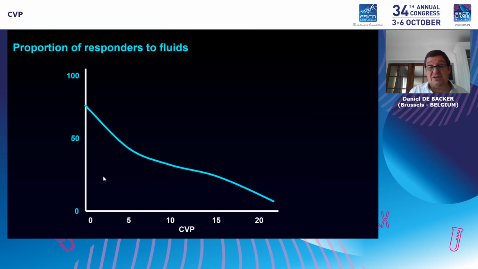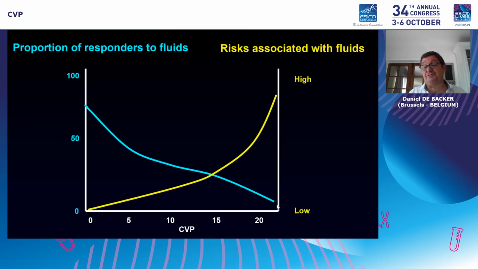So the way I use it is that I consider that the proportion of responders to fluid markedly decreases by increasing CVP, and the risk associated with fluids increases sharply by increasing CVP. So when I face a patient with a low CVP, I know that this patient has a relatively good chance to respond to fluid. And by the way, even if I fail, the risk associated with fluids is minimal in this condition. So I may test fluid in these conditions.